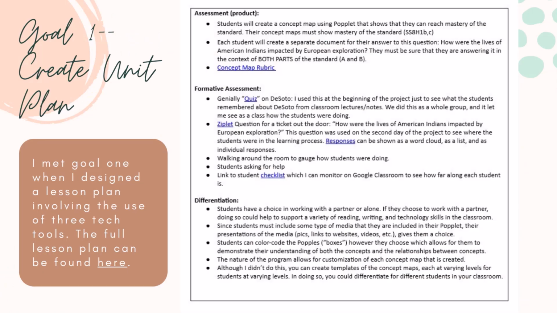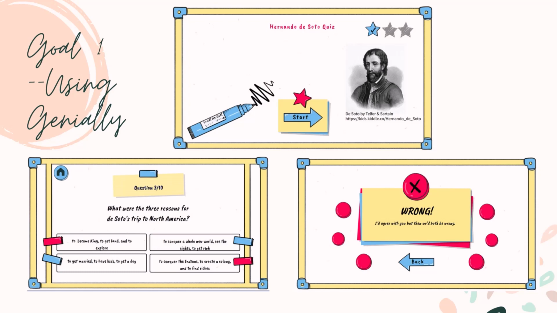For goal 1, I created a unit plan that involved 3 different technology tools. For formative assessments, I used both Genially and Ziplet. The final product students produced for the unit used a third tech tool, Poplet. Since students had already learned about Hernando de Soto and other parts of the history standard for Georgia studies, I used Genially to review what they remembered about de Soto.